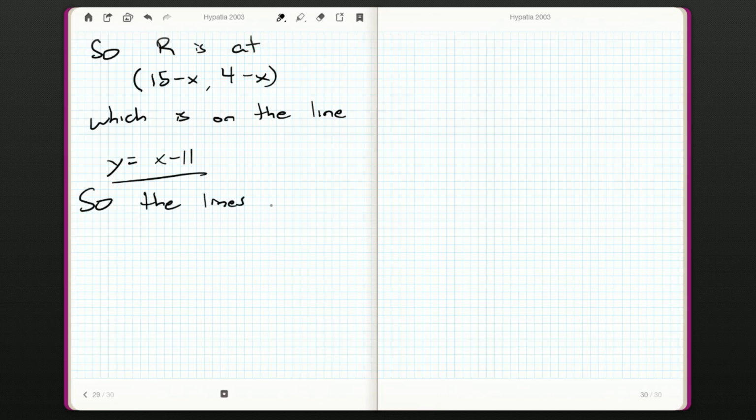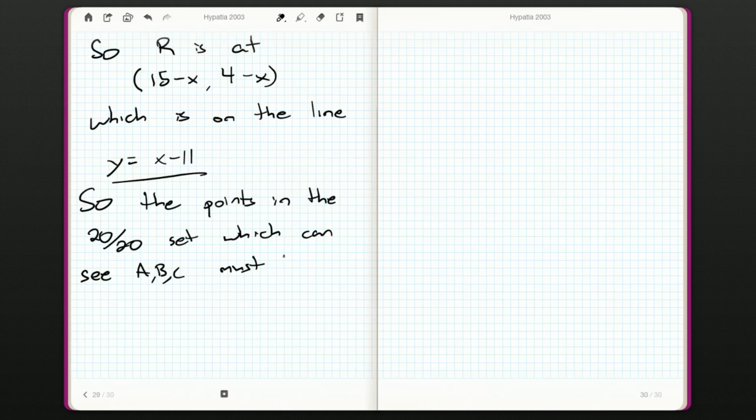So the points in the 2020 set which can see A, B, and C must lie on this line. Okay?